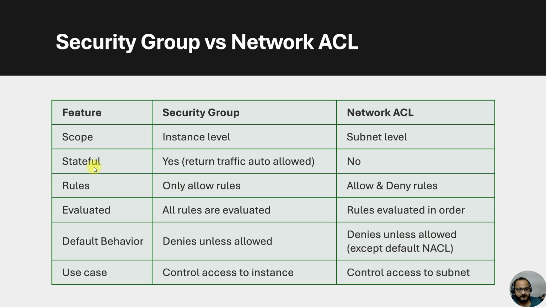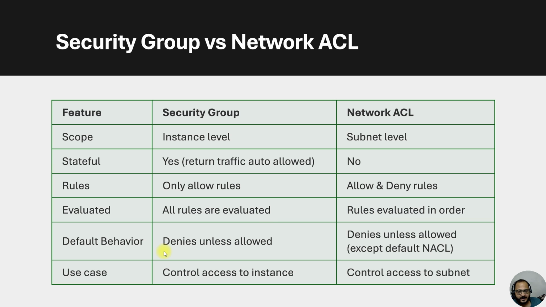Now we will see stateful. The security group is stateful, because return traffic is automatically allowed unless we restrict it. But the network ACL is stateless. In a security group we can only allow rules, we don't have any deny option, which we will also see. In a network ACL, we can allow or deny rules. In a security group all rules are evaluated, but in a network ACL rules are evaluated in order, in whatever sequence you create the rules, and it will start evaluating on that basis.